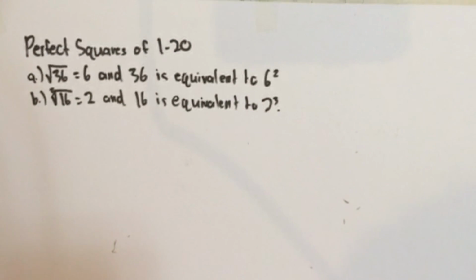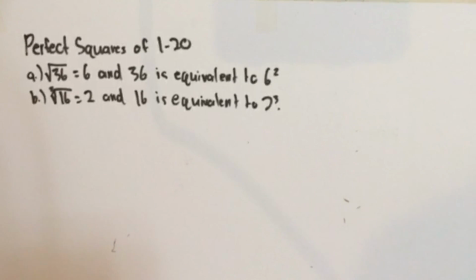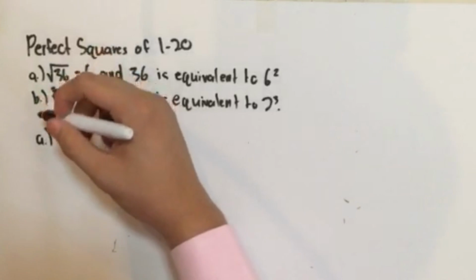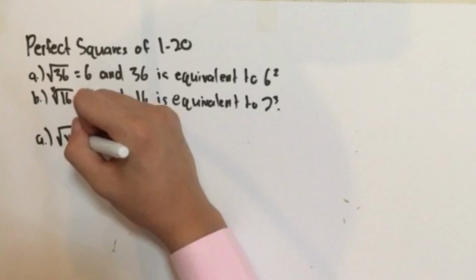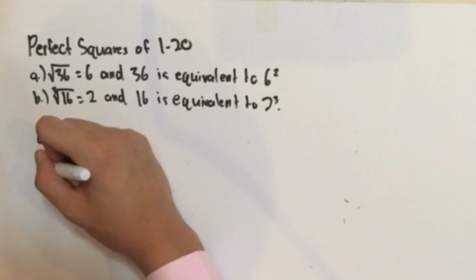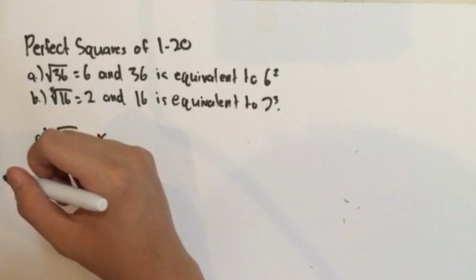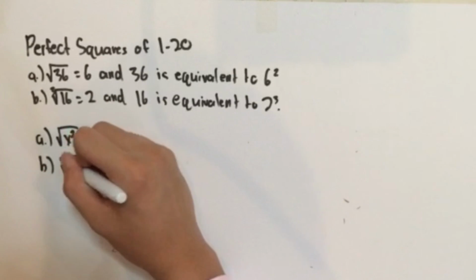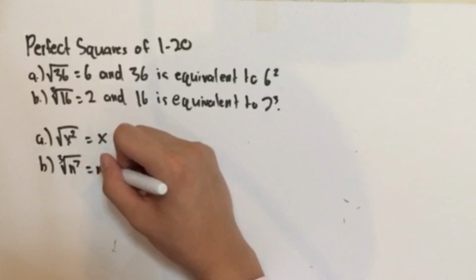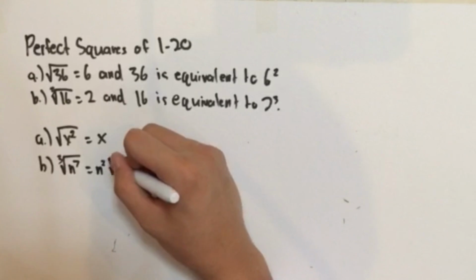Variables can also be simplified as long as the exponents inside the radicand are divisible by the index. You can bring out the variable, and the remainder of the divisible exponent, if there is, should remain inside the radicand. For example, square root of x squared is equal to x. Another example is cube root of n raised to 7 is equal to n squared cube root of n.